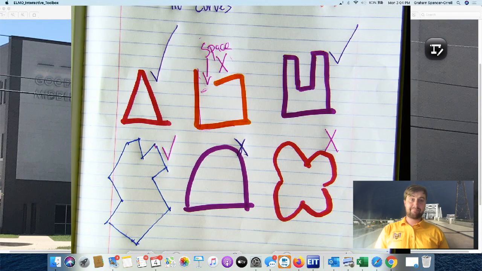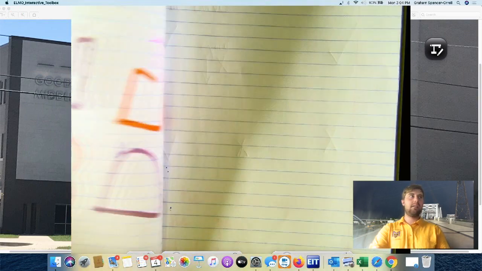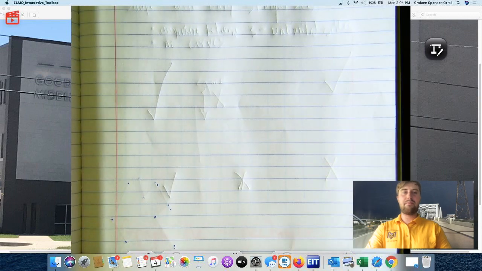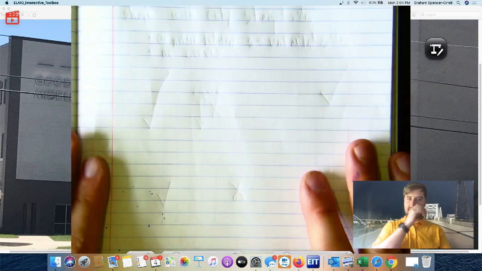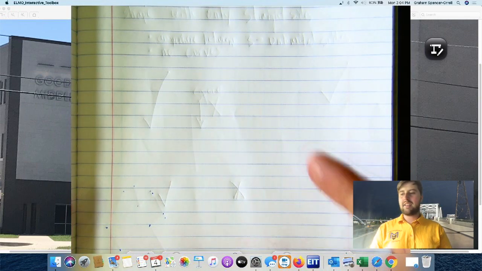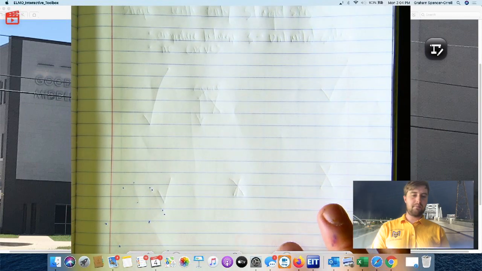Now it's time to graph them. We're going to focus today just on graphing triangles and squares. If you're like me and don't have any graph paper at home, that's all right. You'll see I'm in a notebook today because there are lines. It's a little hard to see the lines on the screen. Very sorry about that. Got some funky lighting. So it's going to be super simple.